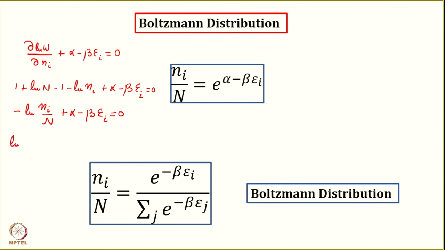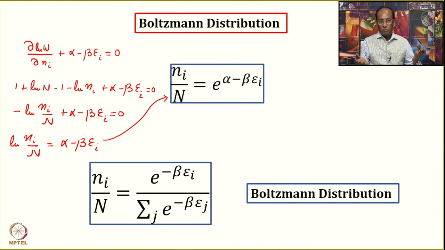In other words, log Ni upon N is equal to alpha minus beta Ei, which I can rewrite as Ni upon N is equal to exponential alpha minus beta Ei. We have Ni upon N, which is nothing but the population. But then, if you look at the right-hand side, we have alpha, we have beta. These are the undetermined multipliers, and we need to find out the expression for alpha and the expression for beta.